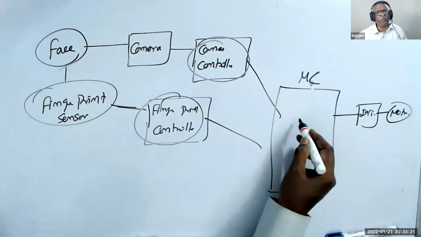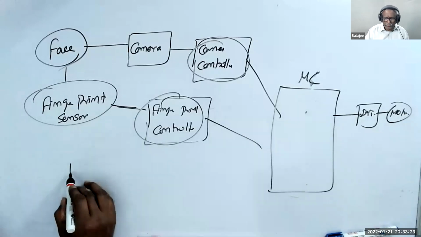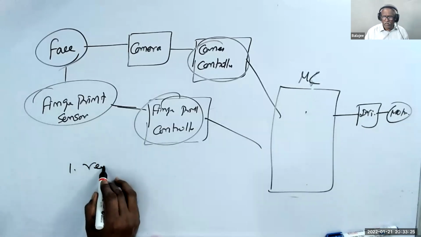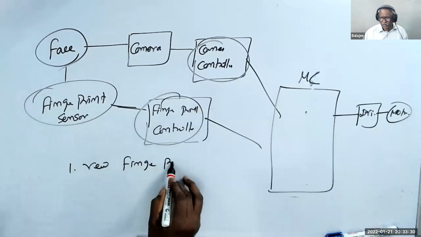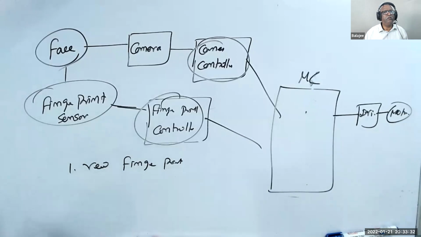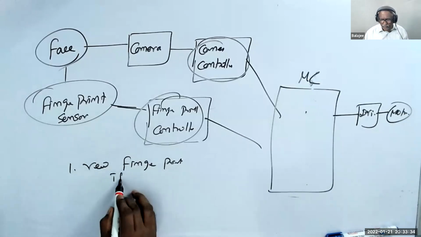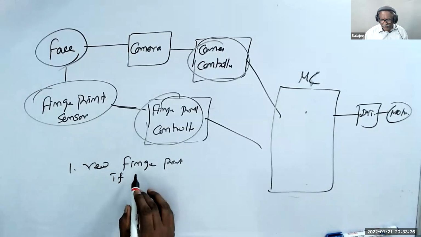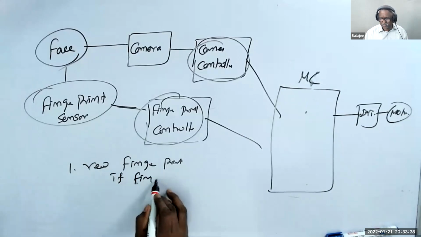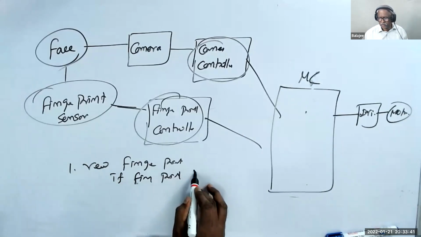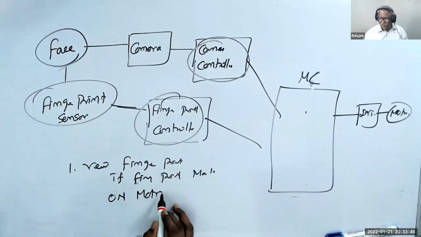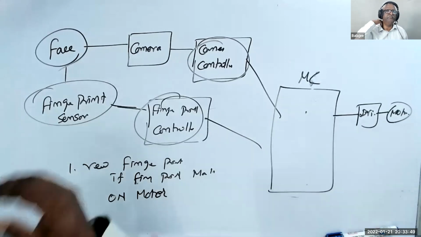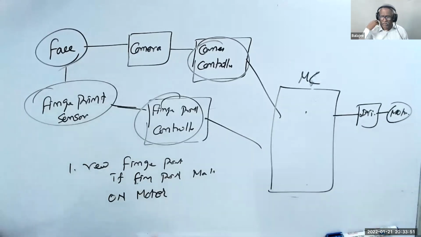Now inside the program, first read the fingerprint controller. If it is matched, if the fingerprint matches, turn on the motor. So what will happen? The motor will turn on, the door will be opened. Understand?